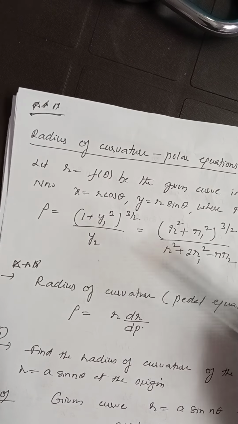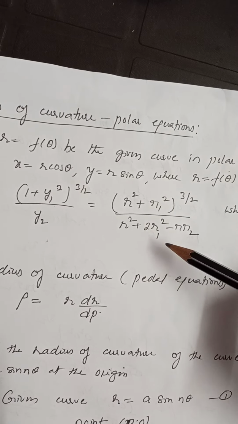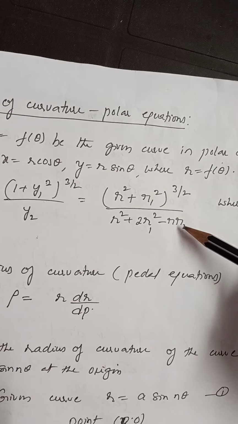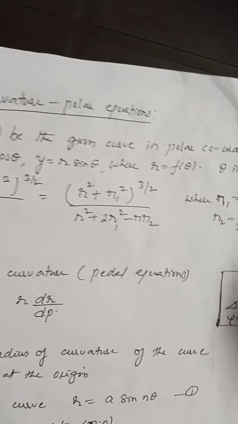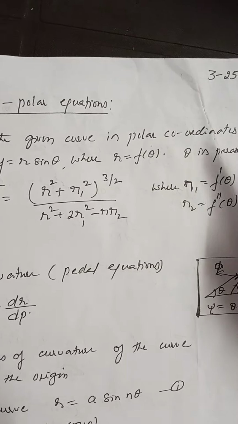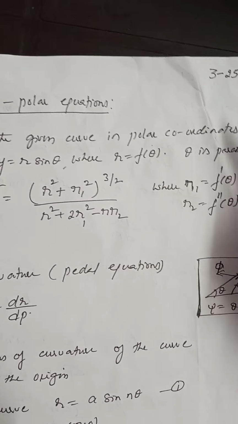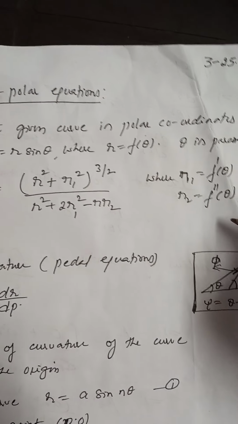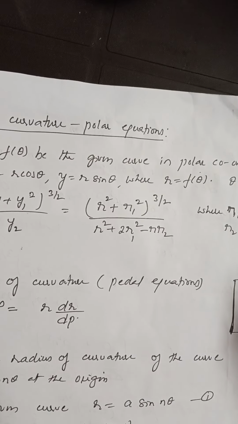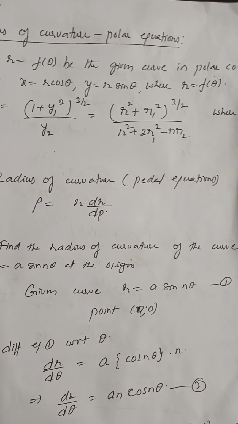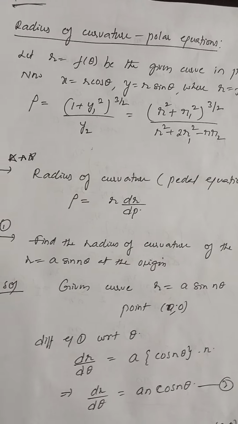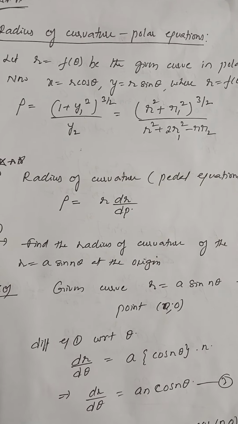This is nothing but r square plus r1 square whole to the power of 3 by 2 by r square plus 2 r1 square minus r r2. Remember, where r1 is equal to f dash of theta, that means df by d theta. r2 is equal to d square f by d theta square, that is f double dash theta. Right? Now, radius of curvature, if the pedal equations, that means rho is equal to r dr by dp.